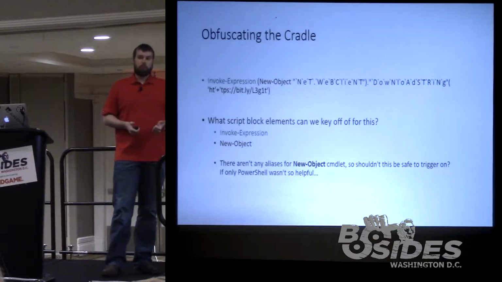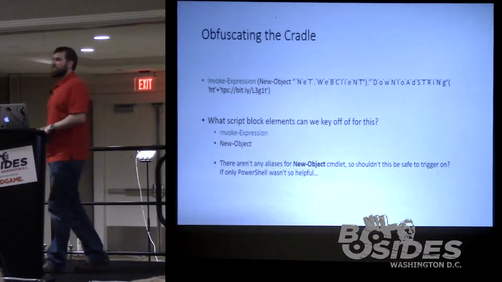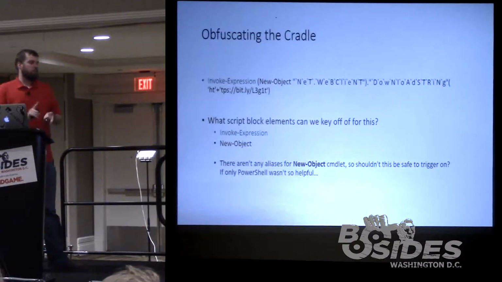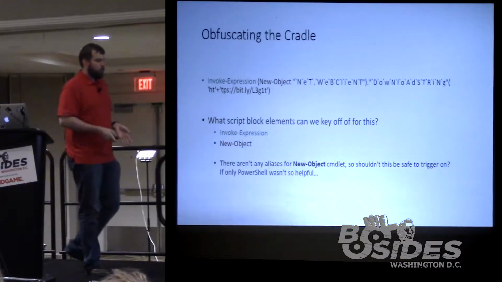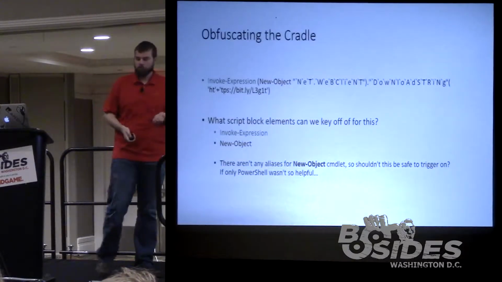That's great from a usability perspective, but it's terrifying from a defensive perspective, because now we have to find all these different options and make sure we have coverage for all of them. The good news here is that new object doesn't have any of those. There's no aliases, there's no shortened forms of it, so I was really excited when I came across this and realized this is going to be a really solid detection.